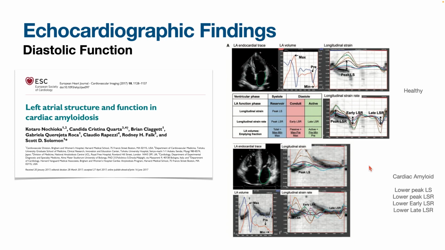Among patients with or without cardiac amyloid, patients with cardiac amyloid compared with normal individuals have lower longitudinal strain and lower LSR, as well as lower early LSR, both peak and early, and also lower late LSR. So these are the strain parameters that you look at, and among these patients, your left atrial function, because of the infiltration, is much worse in all different functions.